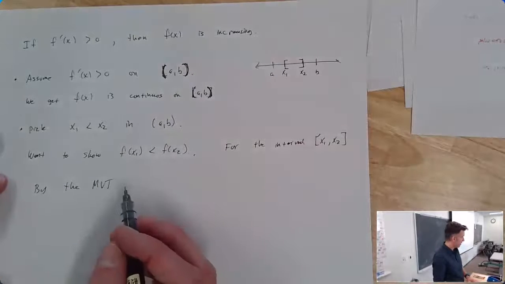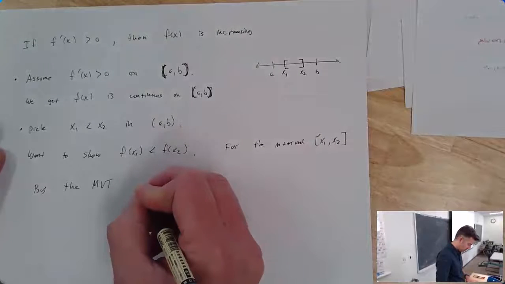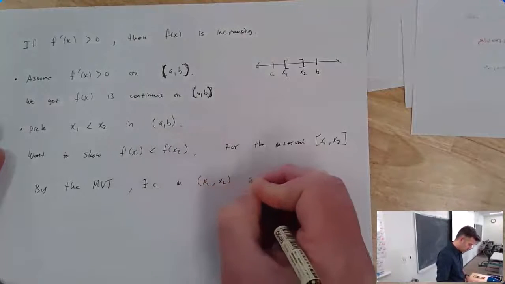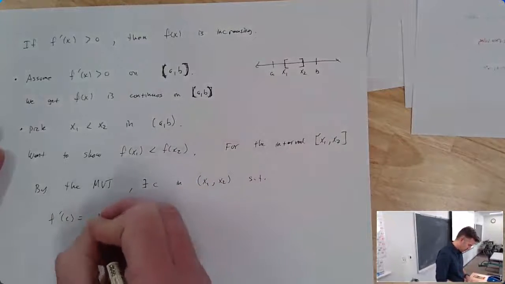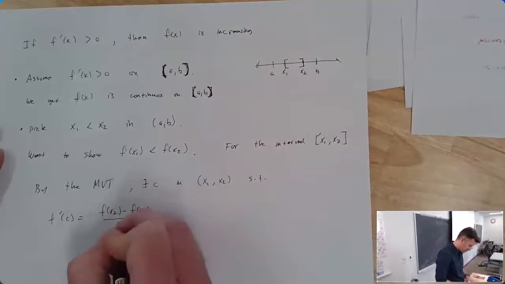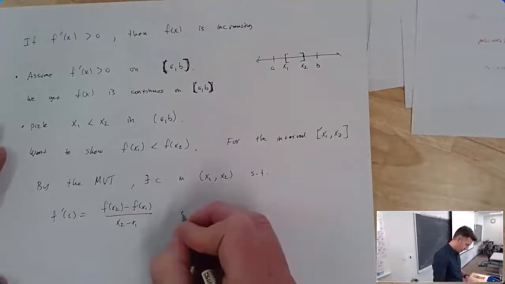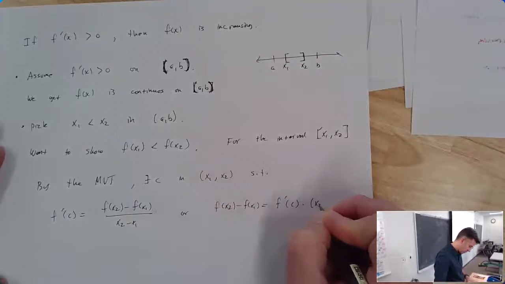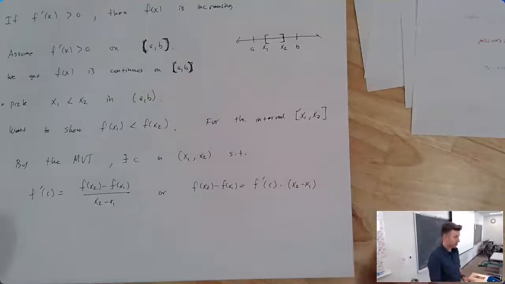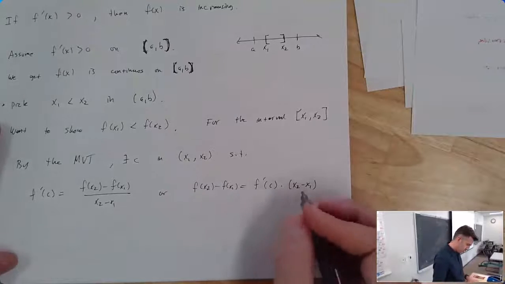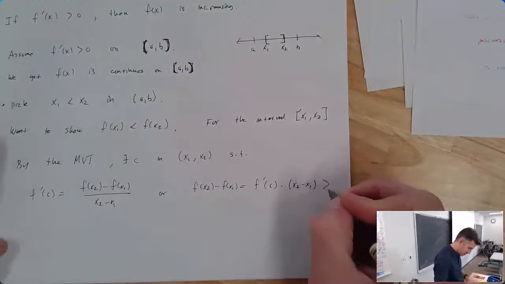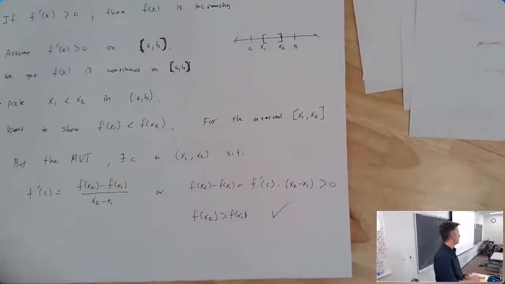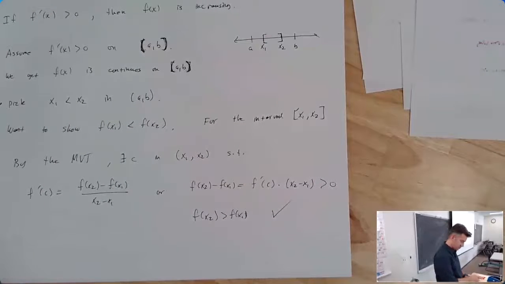So by the mean value theorem, there has to be some C between x1 and x2 such that f prime of C is equal to f of x2 minus f of x1 over x2 minus x1. Or written a different way, f of x2 minus f of x1 is equal to f prime of C times x2 minus x1. And we know that f prime of C is positive. What about x2 minus x1? It's positive. So that's positive, which means f of x2 is bigger than f of x1. Done.